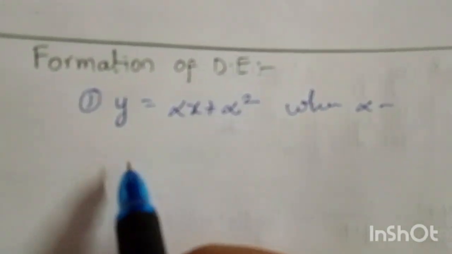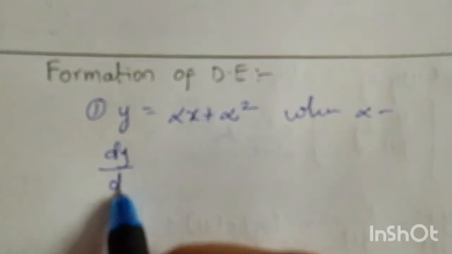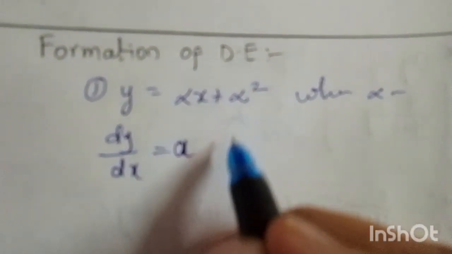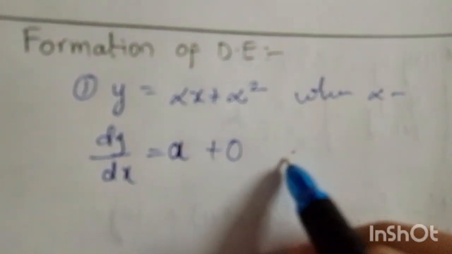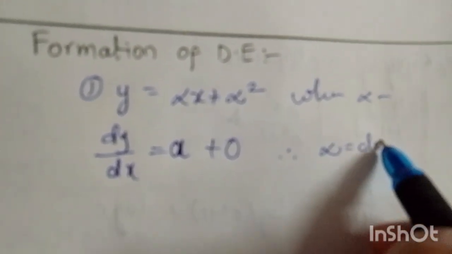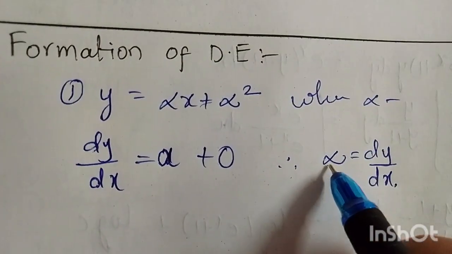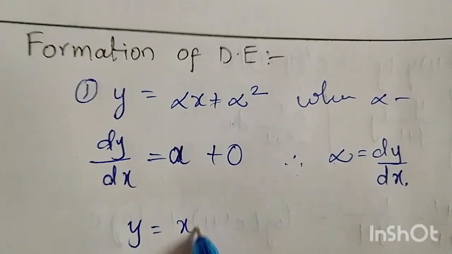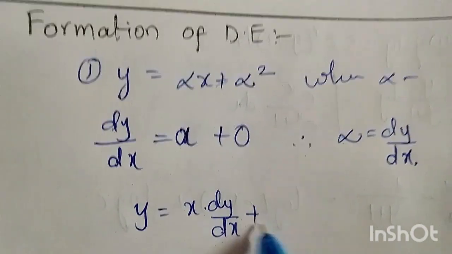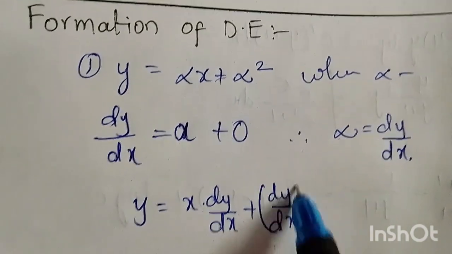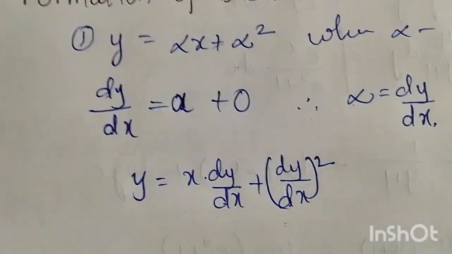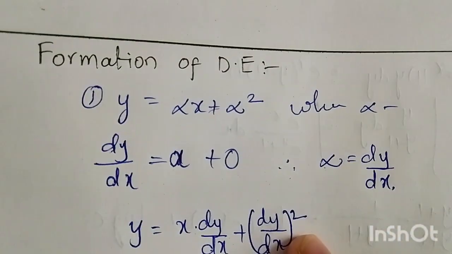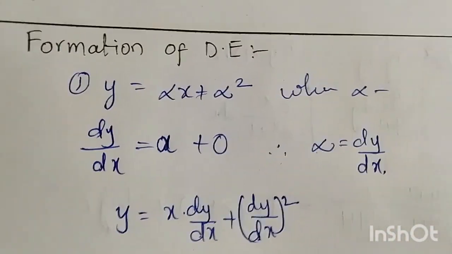First we differentiate one time with respect to x. Then what do we get? We get alpha, and the other term will be 0. So we got the alpha value as dy by dx. Now we substitute this value and we get the differential equation. So y is equal to x into dy by dx plus (dy by dx) square. It is the required differential equation of order 1 and degree 2. So this is how you form a differential equation by eliminating the arbitrary constants.